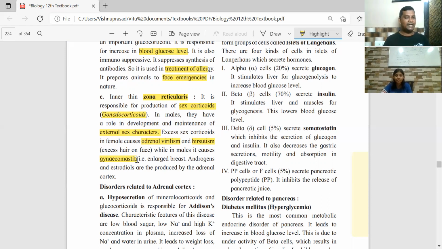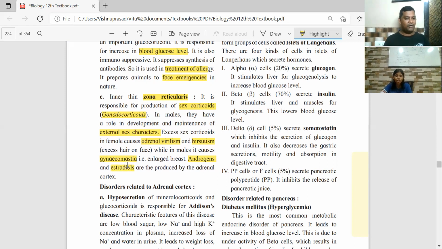Getting it? That is called gynecomastia. It is a condition where males develop enlarged breasts like females. That is because of excess production of sex corticoids in the males. So androgens and estradiols, these two names you have to remember.